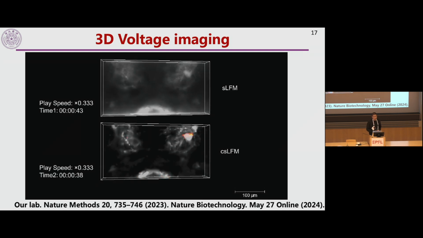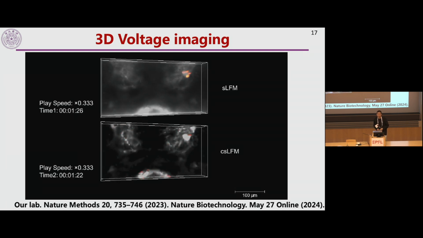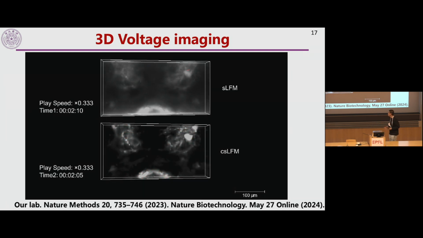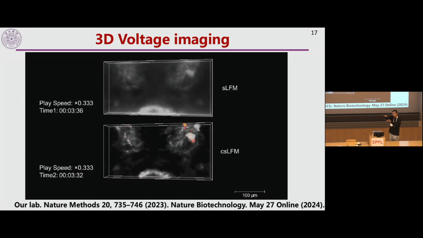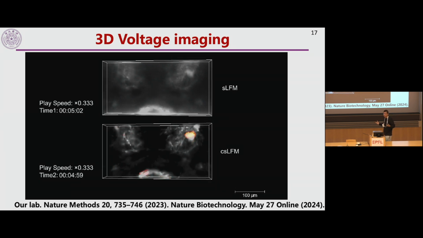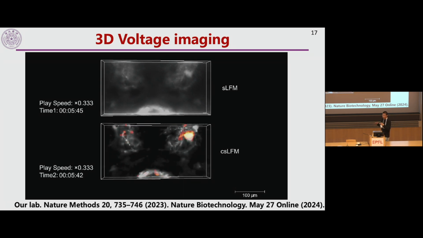And with this case, we can do very high-speed 3D imaging, even with dense labeling. Here the sample is with voltage imaging. It's like the electrical membrane potential of the neurons, at very high speed. Here's 200 hertz 3D imaging in the Drosophila, covering the whole brain.